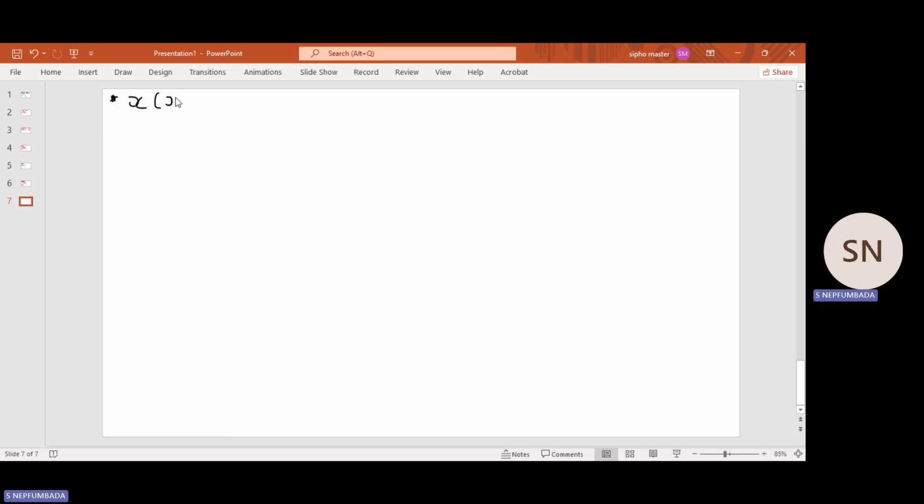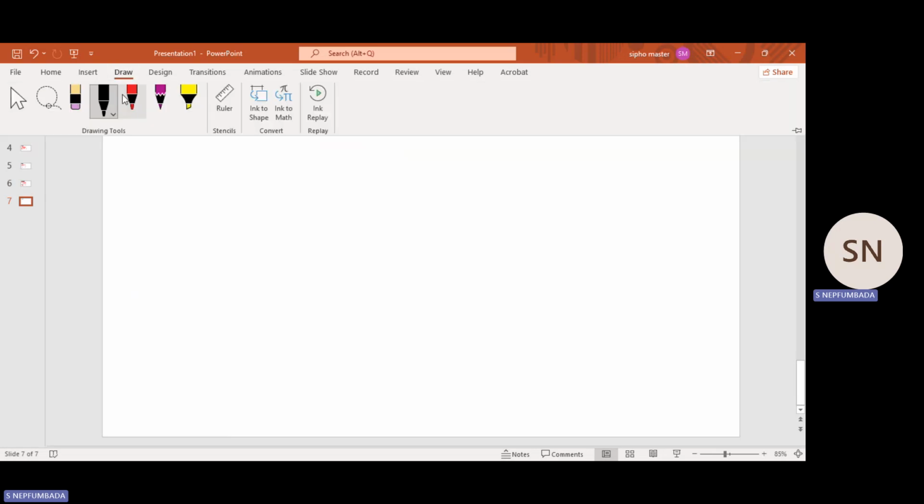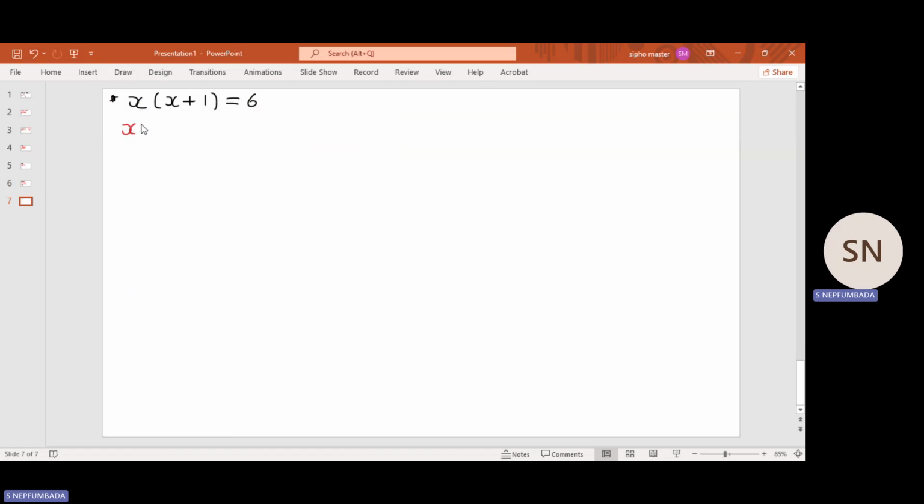Let's say our equation is x times (x + 1) is equal to 6. You must not come here and say x equals 6 or x plus 1 equals 6. No, that rule only applies when on the right-hand side we have 0. So here we're going to multiply. x times x is x squared, then x times 1 is x, then equal to 6. Then we've got x squared plus x minus 6 is equal to 0.